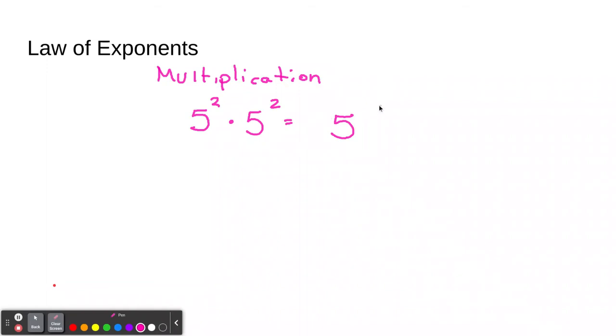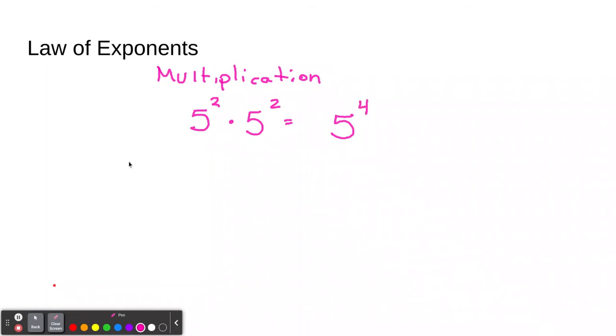So let's start with multiplication, and let's get our pen ready. When we're multiplying exponents, let's say we have 5 squared times 5 squared. Now when you're doing these, the law says that when they have the same base, keep the base. So we'll keep the base. It's going to be 5. And then add the exponents. It'll be 5 to the 4th power.